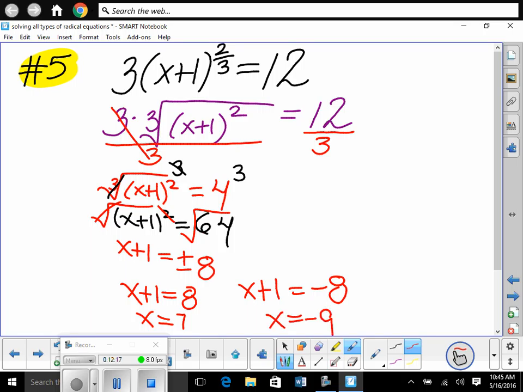Now we better check those to make sure that they're not extraneous solutions. Or one of them might be. Or both might be fine. Now you can just check it by typing it into your calculator. Let's check for x is equal to 7. Type it in like this. Everybody practice. Hit a 3. Parenthesis. 7 plus 1. Close your parenthesis. Caret. Now this 2/3 has to be in parentheses.